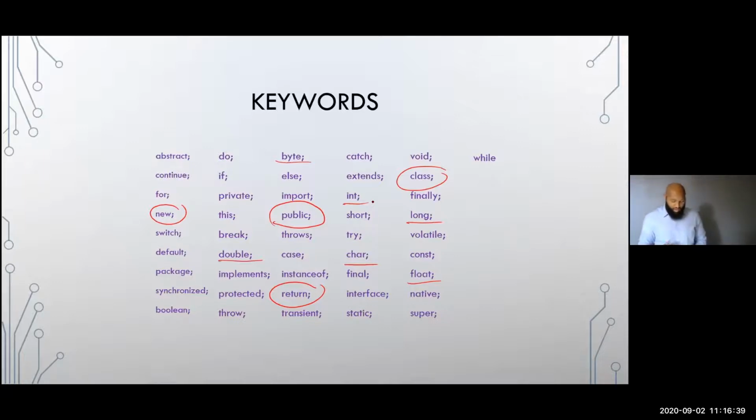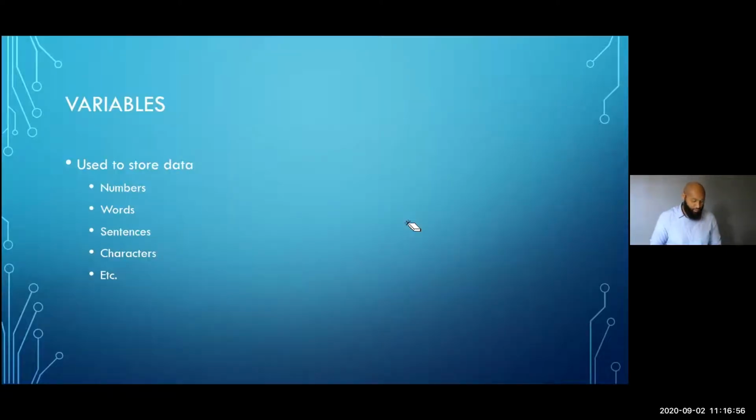But as we go throughout this class, we'll talk about most of these keywords, so you shouldn't have to worry about them too much right now. Just know that you cannot name them. You cannot use them as an identifier for an object or a class or something like that. They are reserved words.